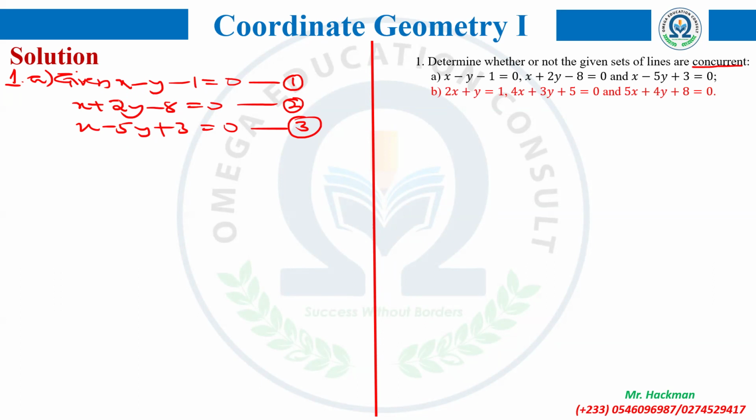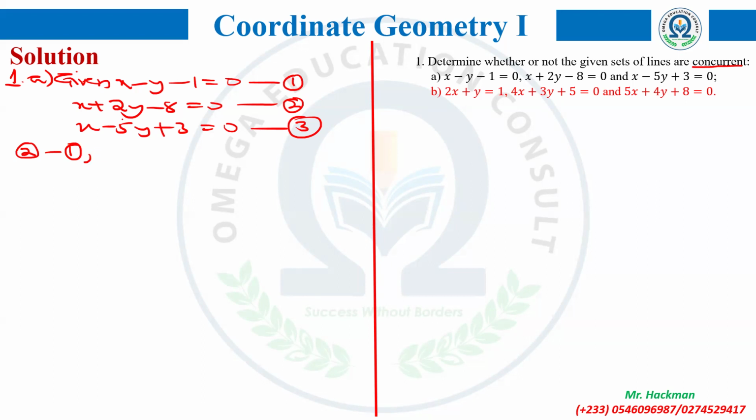In this case, if I do 1 minus 2, I'm going to get minus y minus 2y, so that will give me negative. The other one will give me 2y minus y, so that will give me positive. So I'd rather do equation 2 minus equation 1. I know I'm solving that simultaneously. Is my point well made?